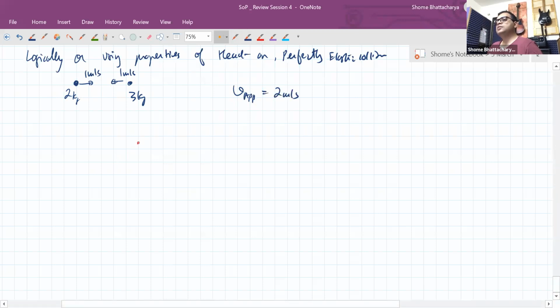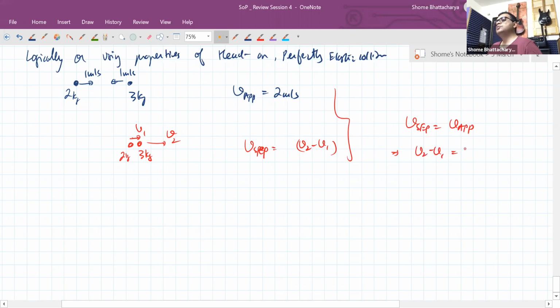So let us assume that after impact, the 3 kg particle has some velocity v2, and let's assume that the 2 kg particle has a velocity of v1. So we know that the separation velocity is equal to v2 minus v1, and that should be equal to the approach velocity because it's a perfectly elastic collision. So v2 minus v1 should be equal to 2, or v2 is equal to v1 plus 2. So that becomes our first equation.